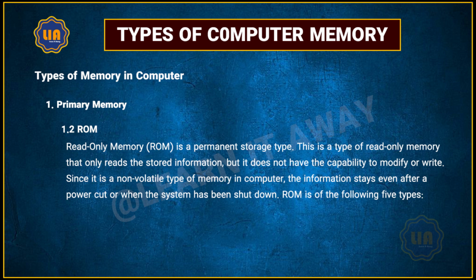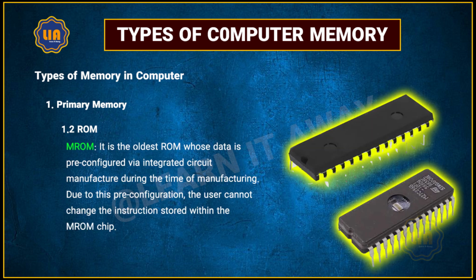1.2 ROM. Read-only memory, ROM, is a permanent storage type. This is a type of read-only memory that only reads the stored information, but it does not have the capability to modify or write. Since it is a non-volatile type of memory in computer, the information stays even after a power cut or when the system has been shut down. ROM is of the following 5 types.